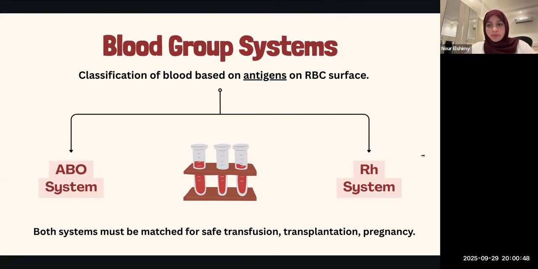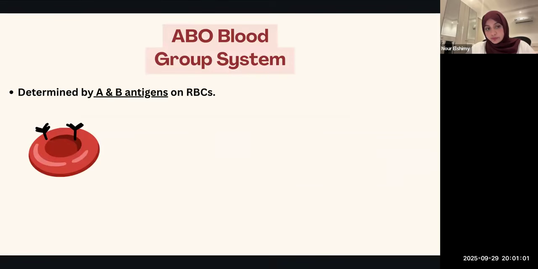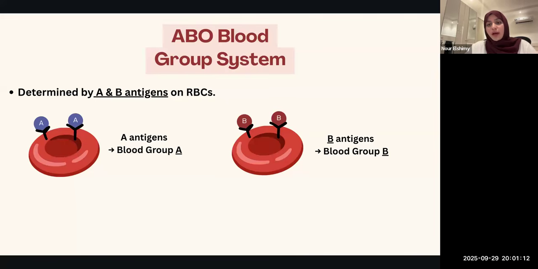Starting with the ABO system. This is the system where we are dealing with the antigens on the red blood cell surface, determined by A and B antigens. So this is a red blood cell right there. If it has an A antigen, then this is someone who has blood group A. This is another one with B antigens, then you're blood group B. Easy, right? Now, sometimes people have both antigens.